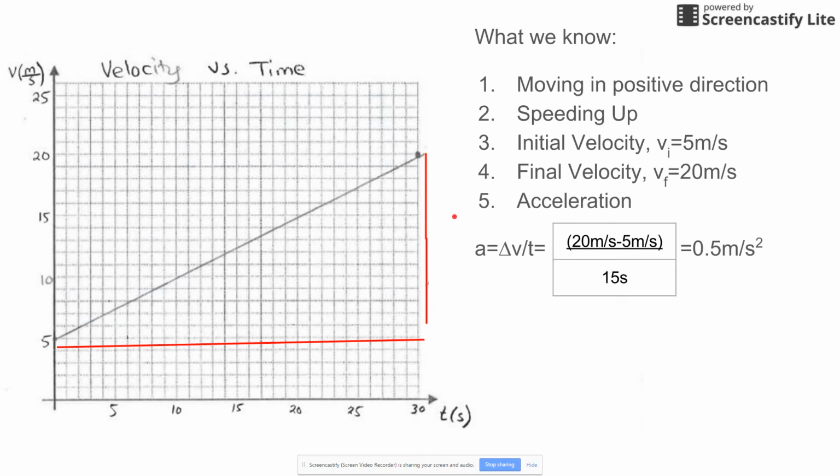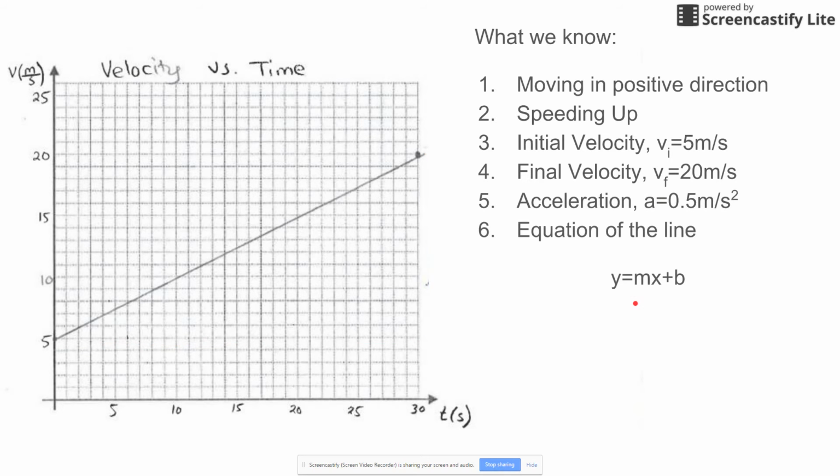To find the acceleration of this object, we know that the acceleration, or the rate at which velocity changes, is just the slope of the velocity time graph. So I can take my rise, that's my change in velocity, or 20 minus 5. And my run is the time, which should say 30 seconds here. It says 15, that's an error. It should say 30 seconds, which will get you 0.5 meters per second squared.